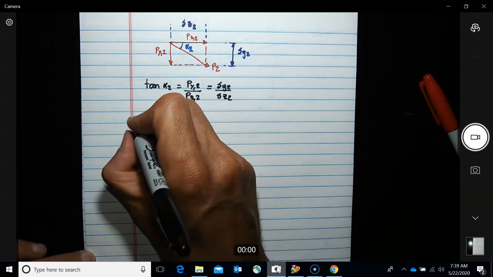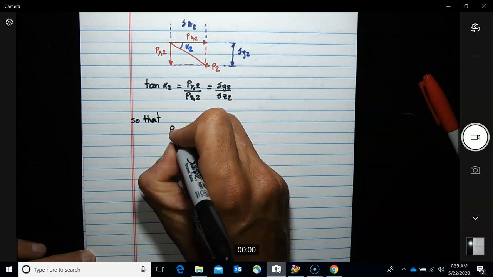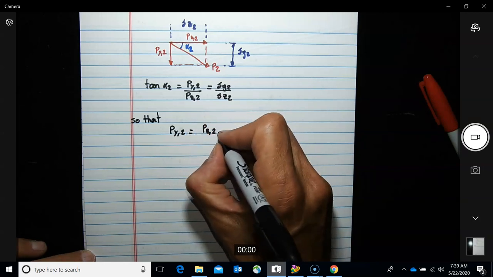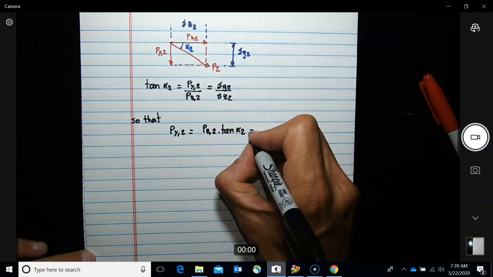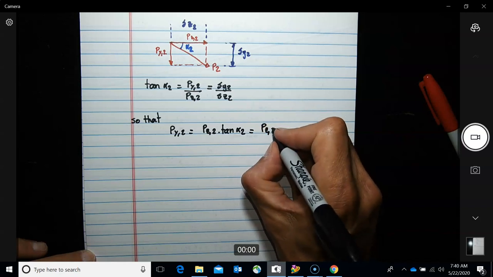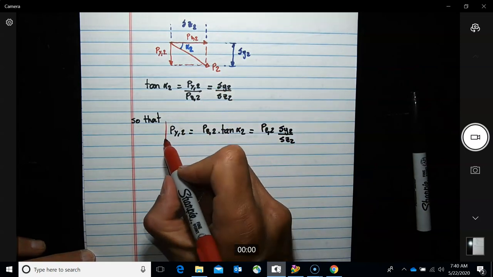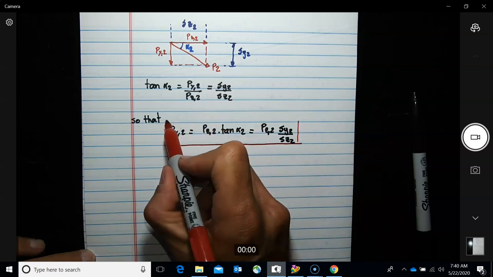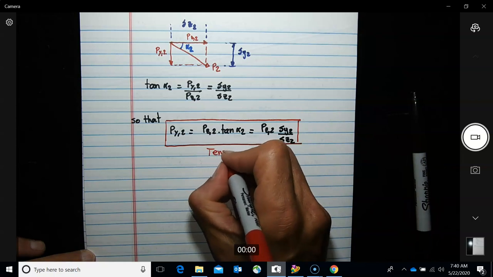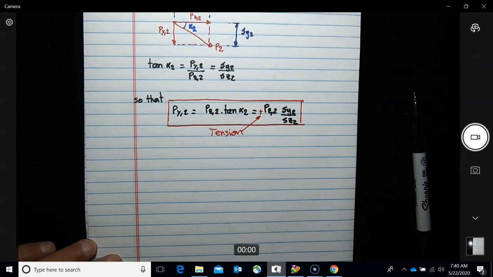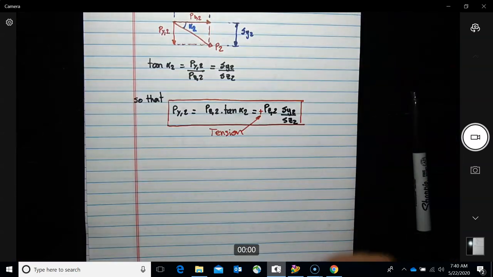Okay, and same as before, so that PY2 is equal to PZ2 tangent alpha 2, which is equal to PZ2 delta Y2 over delta Z2. Okay, and if I follow the same criteria, this would be in tension, so really should be like a positive sign over here, okay? But again, this is not always the case. Remember, this is just due to the way I did the figure over here, okay? That I did the moment counterclockwise. All right.